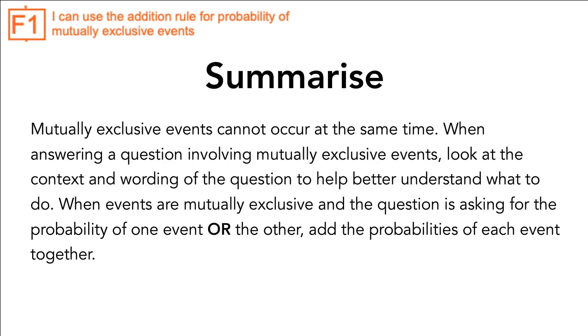To summarize, mutually exclusive events cannot occur at the same time. When answering a question involving mutually exclusive events, look at the context and wording of the question to help better understand what to do. When events are mutually exclusive and the question is asking for the probability of one event or the other, add the probabilities of each event together.